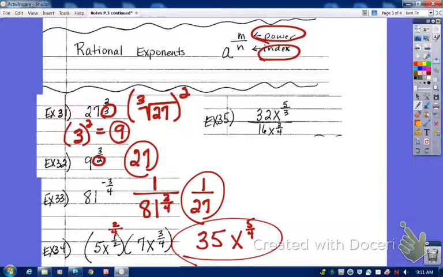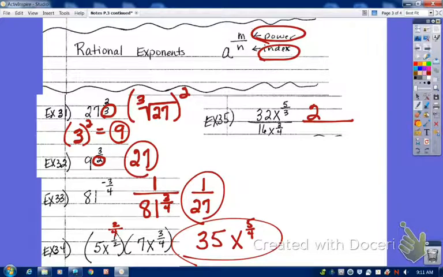All right, example 35. Example 35, we have a quotient. We have a division problem. So let's start with 32 divided by 16. What's 32 divided by 16? 2. 2 in the top or 2 in the bottom? 2 in the top.